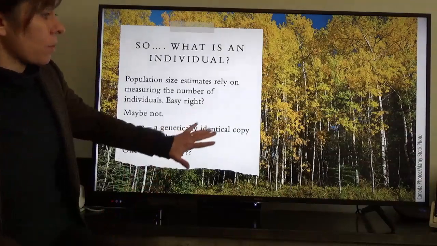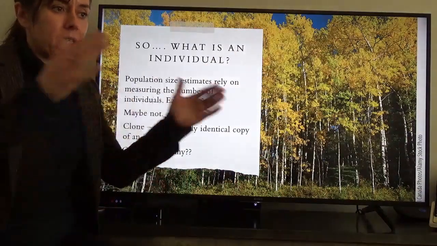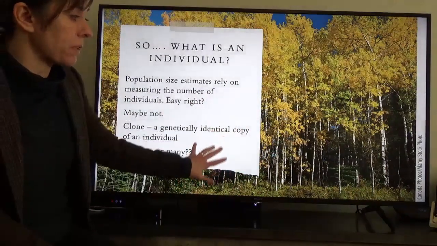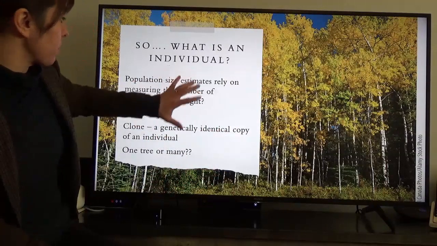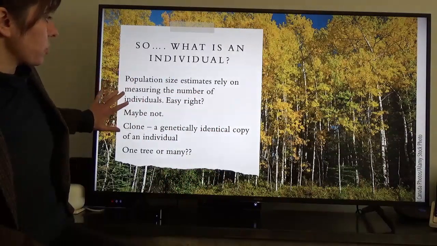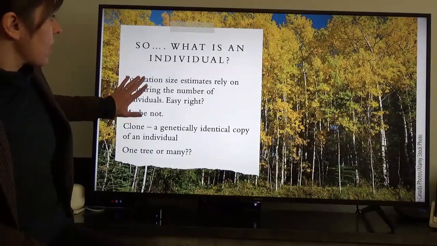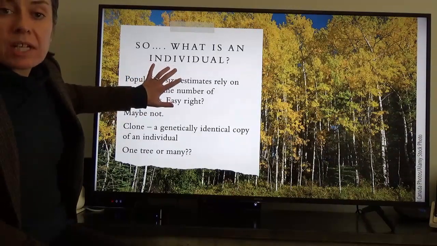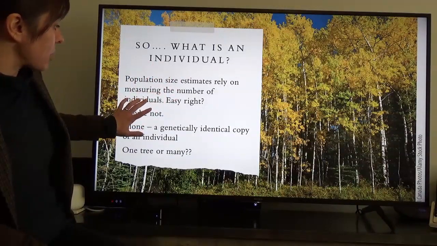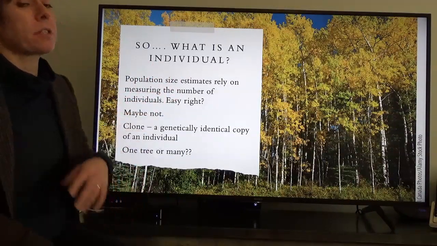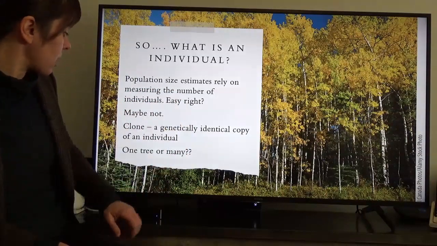Okay, so as you can see, it becomes a little bit more complicated than just being able to discern an individual when you've got all of these really interesting different life histories that different species are able to take advantage of. But it's really important for us to be able to identify what an individual is because population size estimates rely on measuring the number of individuals. And so, yeah, we might have thought this was easy, but then it becomes a little bit more complicated.